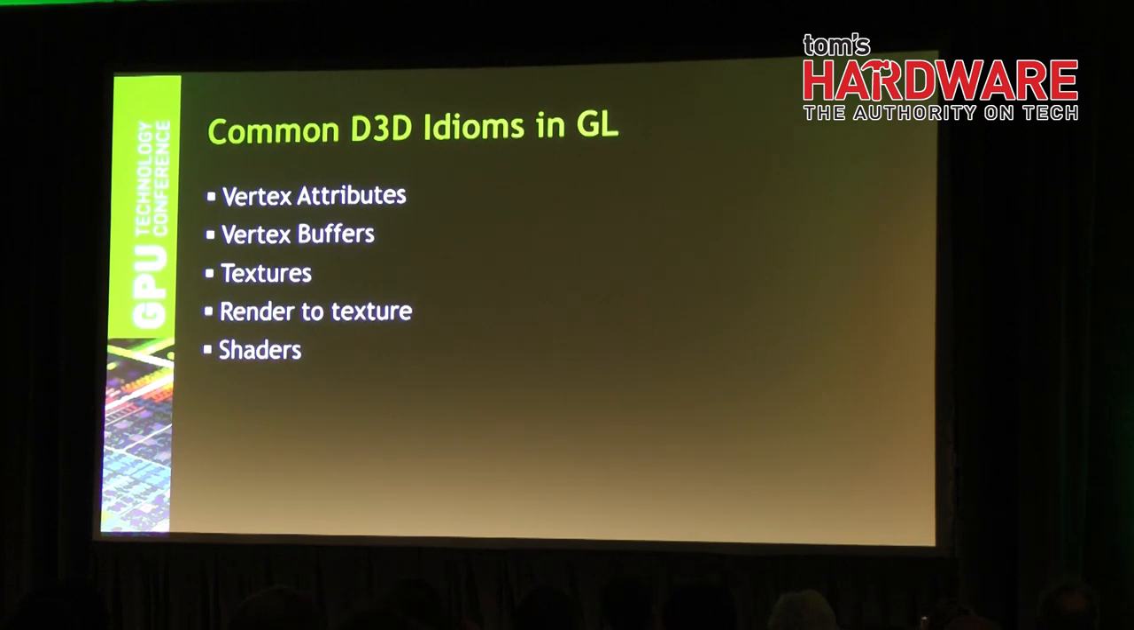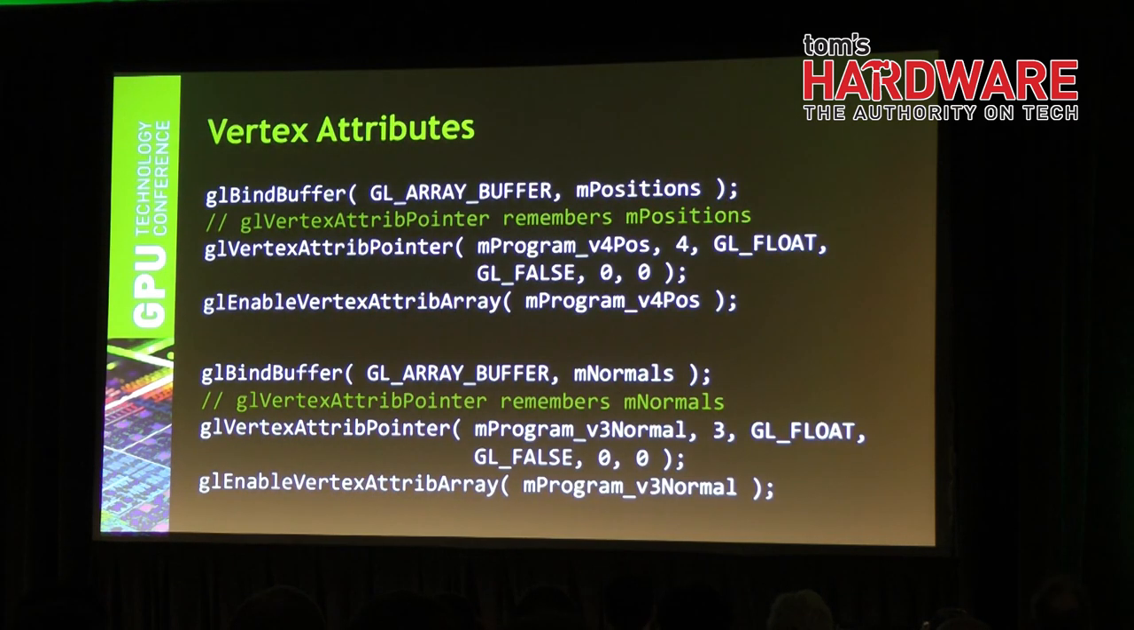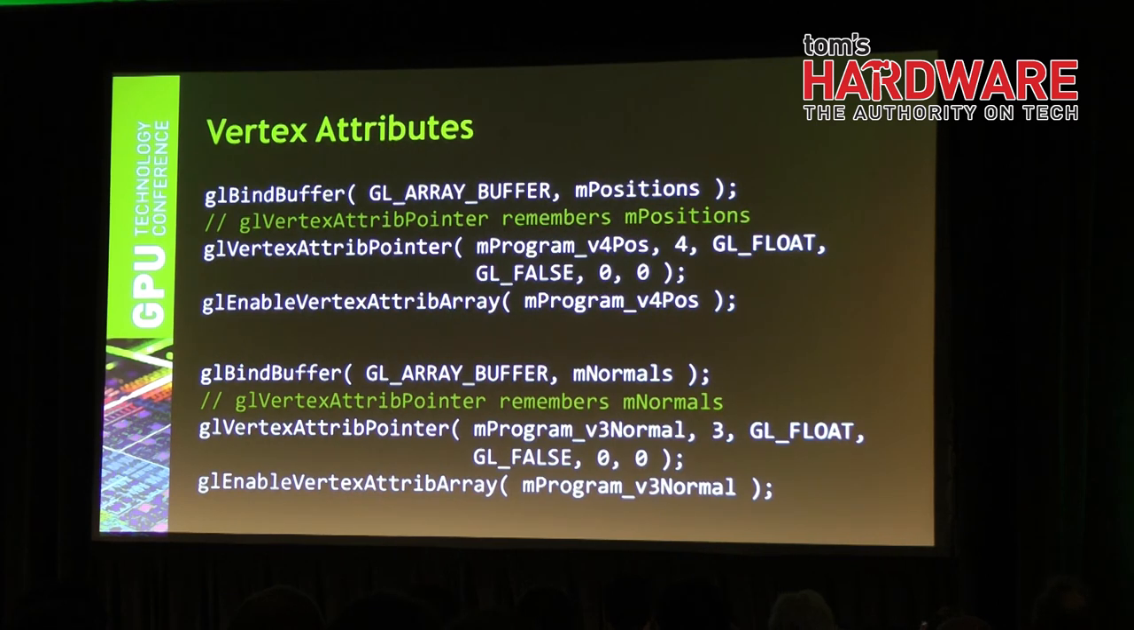So the other thing we wanted to talk about are common D3D idioms in GL. There's vertex attributes, vertex buffers, textures, render to texture, and shaders. We might kind of blitz through some of these because it looks like we have about 11 minutes left.